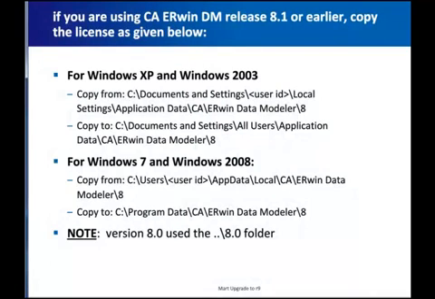If you are using ERwin Data Modeler Release 8.1 or earlier, please copy the license file as given in the instructions below. For Windows XP and Windows 2003, for Windows 7 and Windows 2008. Please note that version 8.0 used the subfolder 8.0.